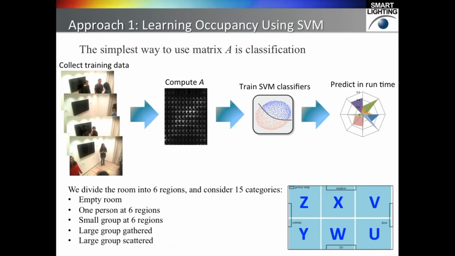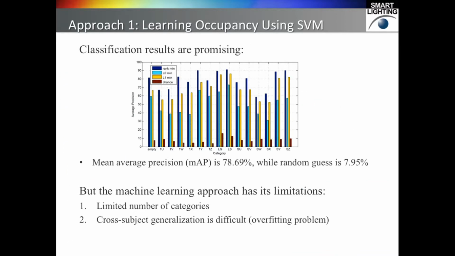Approach 1 is machine learning. We simply use the numbers in matrix A as the features to train support vector machine classifiers. To do this, we have to collect lots of training data and manually label the ground truth. We made 15 categories by dividing the room into 6 regions and placing different numbers of human subjects in the room. The classification results are actually very promising. We get a 78% mean average precision, while the random guess is only about 8%.